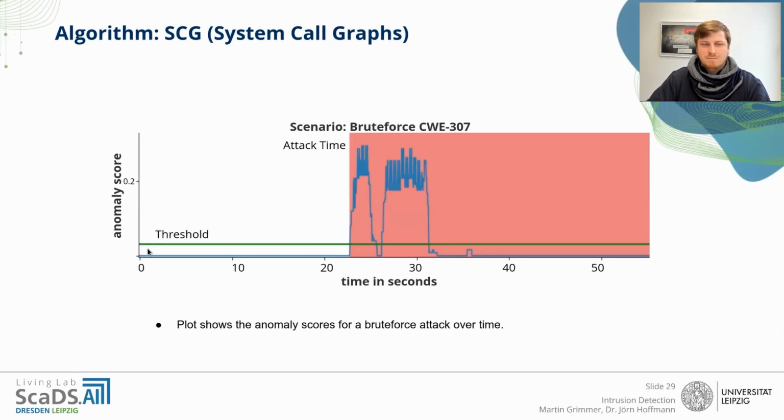in comparison to the normal behavior before. And the intrusion detection system can then alert the administrator, the IT security guy in your company or something like that, if the anomaly score is higher than a given threshold. That's, I think, all I can do to introduce you to a simple algorithm here.